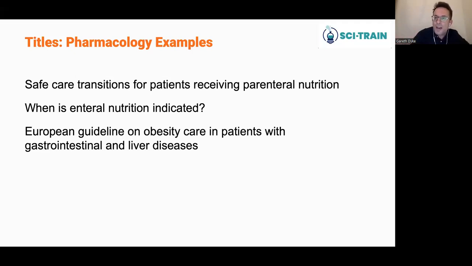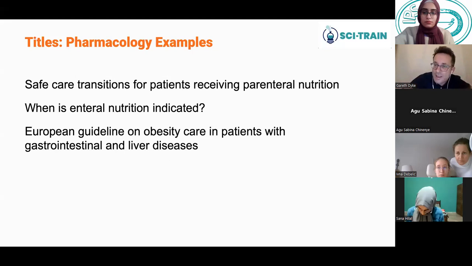Or a title can be interrogative, however you say that word. It's a question itself. When is enteral nutrition indicated, for example? These are the 3 main kinds of academic article titles: declarative, non-declarative, and interrogative. And medical journals, they hate declarative titles. They often tell you in their author instructions not to write a declarative title, like my new drug is the cure for cancer, because they want people to actually read the study.